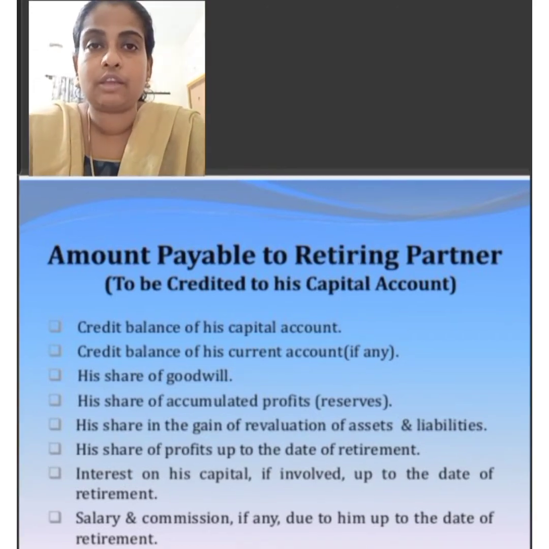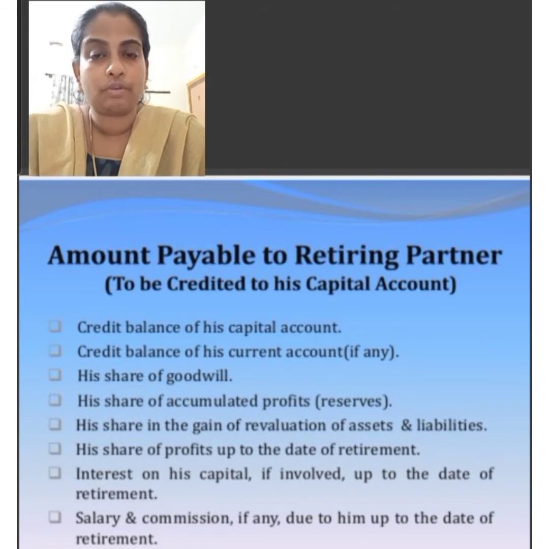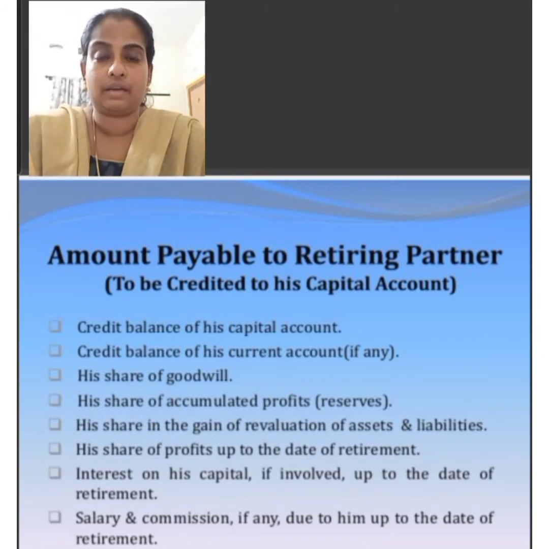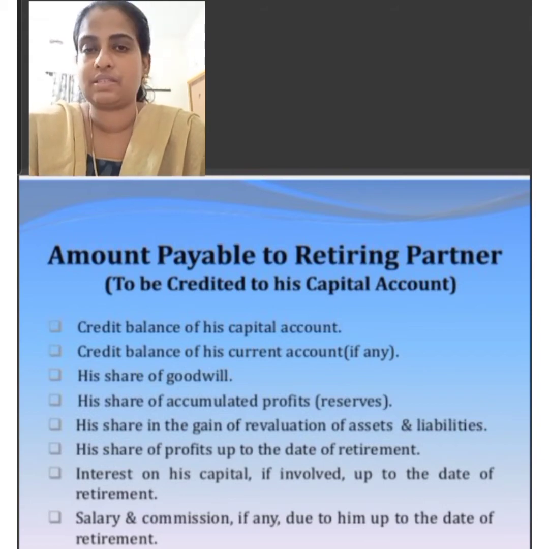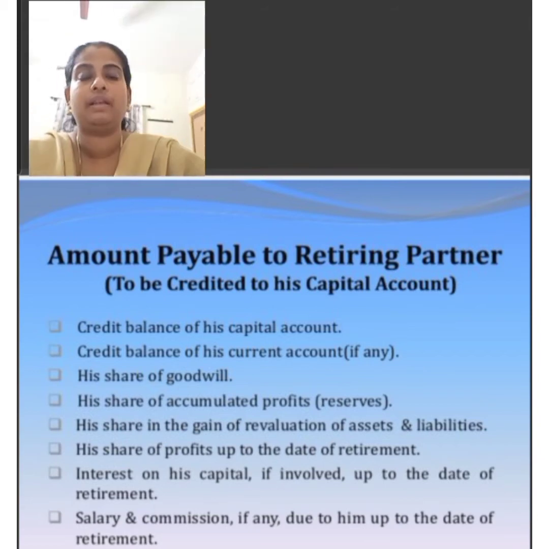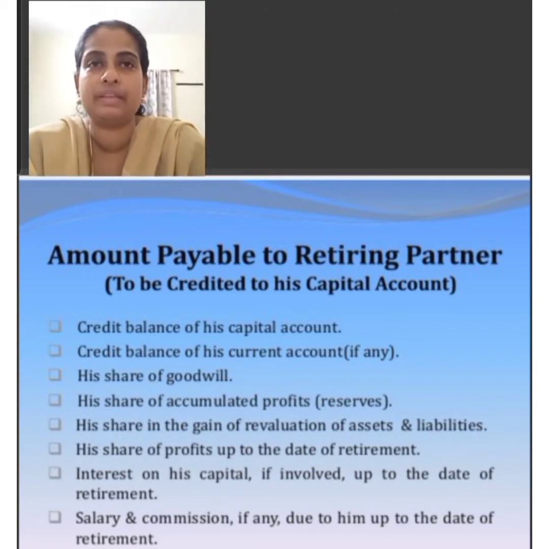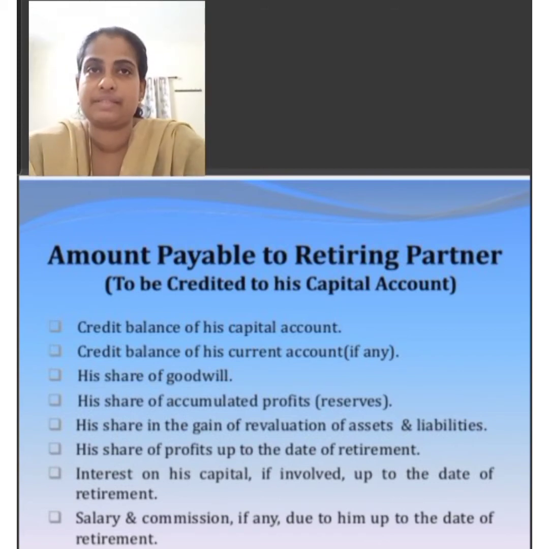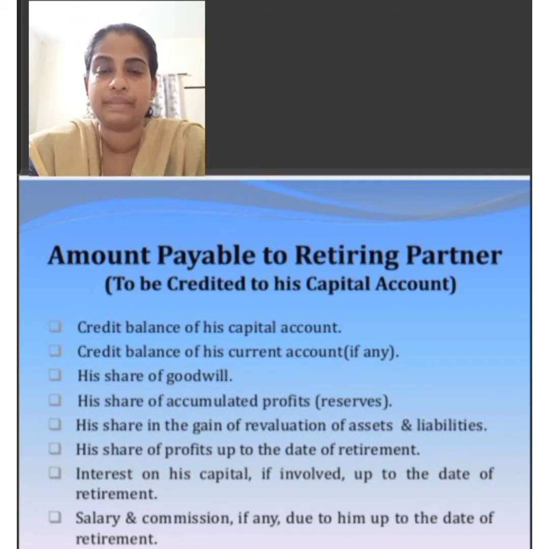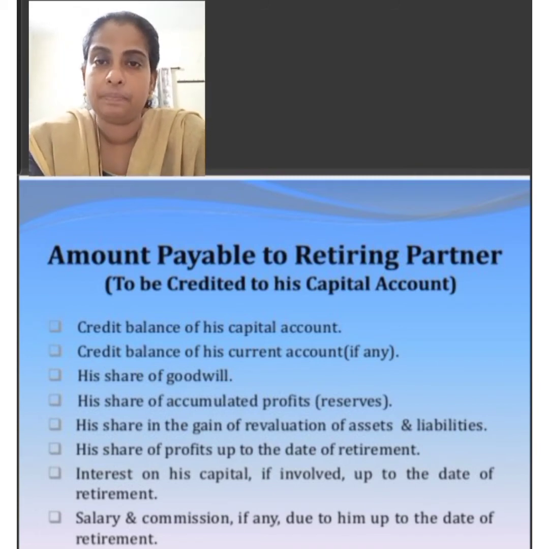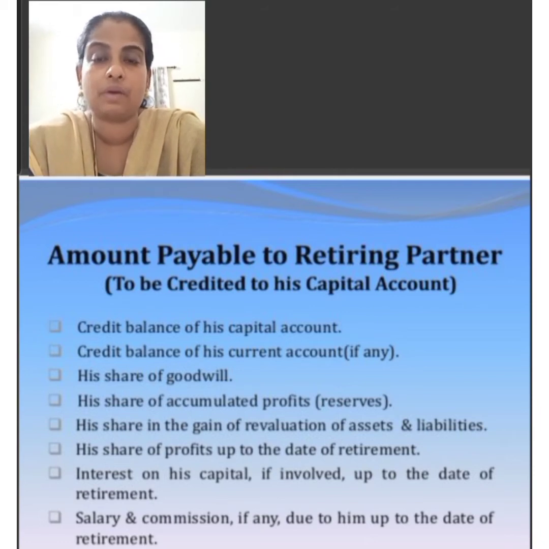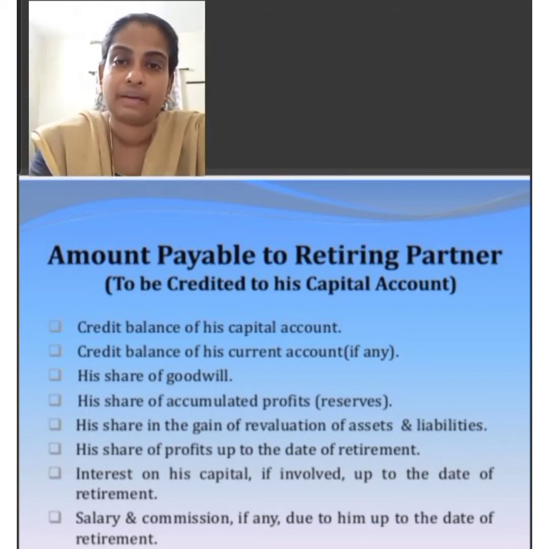Then the second item is share of accumulated profits. If there are any accumulated profits in the name of profit and loss account credit balance, reserves account, reserve fund account, capital reserve, general reserve account or contingency reserves account, etc., the retiring partner's capital account will also be credited with the share of accumulated profits. The entry for passing or sharing accumulated profits will be: accumulated profits account debit to retiring partner's capital account.